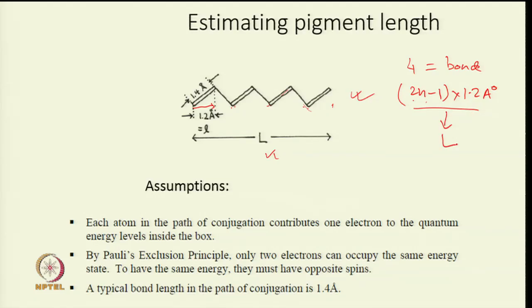Now, each atom in the path of conjugation contributes 1 electron to the quantum energy level inside the box. So, how many atoms are here? 1, 2, 3, 4, 5, 6, 7, 8, and each one of them is contributing 1 electron. So, the total number of electrons in the conjugated system is 8. From the Pauli exclusion principle, only 2 electrons can occupy the same energy state. To have the same energy, they must have opposite spin. A typical bond length in the path of conjugation is 1.4 angstrom.